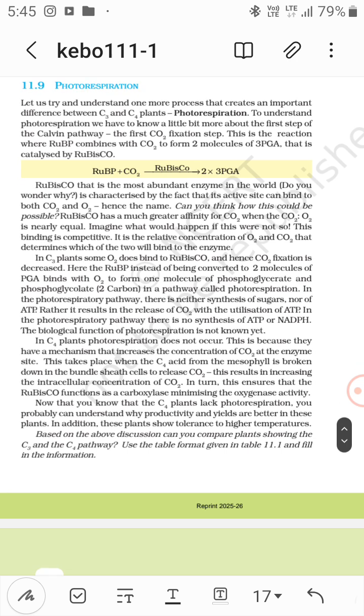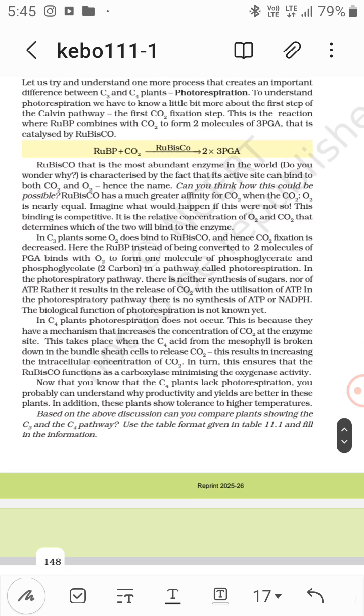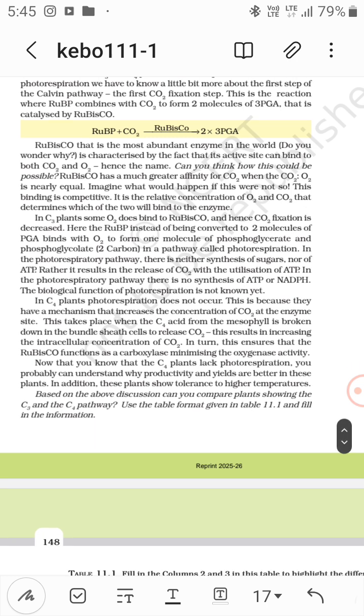Now, photorespiration. In C3 plants, some O2 does bind to RuBisCO, and hence CO2 fixation is decreased. Here, the RuBP, instead of being converted to two molecules of PGA, binds with O2 to form one molecule of phosphoglycerate and one of phosphoglycolate, that is 2-carbon, in a pathway called photorespiration. In the photorespiratory pathway there is neither synthesis of sugars nor of ATP; rather it results in the release of CO2 with the utilization of ATP.